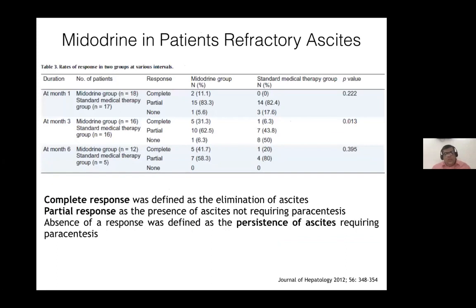So yes, we know that the response rates improve. Complete response is far more common in patients with midodrine in refractory ascites as compared to standard medical therapy. Partial response is pretty common. So this was a study which looked at 3 months and 6 months. At 3 months, partial response was present in 10 patients as compared to 7 patients in the standard medical therapy group. But more importantly, there was no response in only one patient of midodrine and 8 patients of medical therapy. So you can expect some partial improvement at least in a majority of patients, and complete improvement in almost a third of the patients who are treated with midodrine.